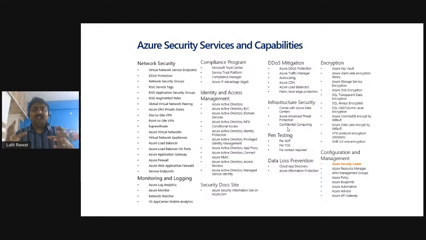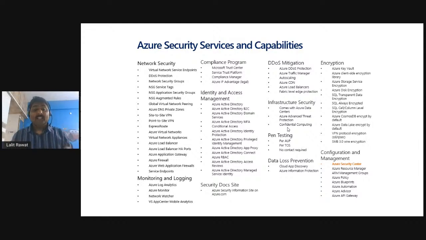Okay. They have network security. Network security has a lot of services. There are a couple of services which I could not fit on my slide because there are a lot of services. So they have microservices, service endpoint, DDoS, NSG, service tags, right?